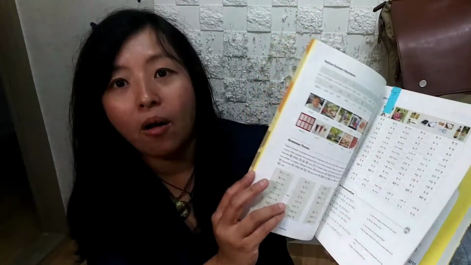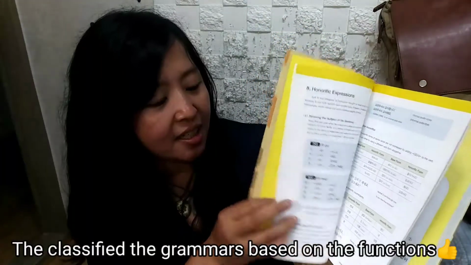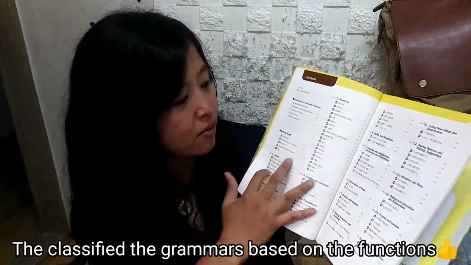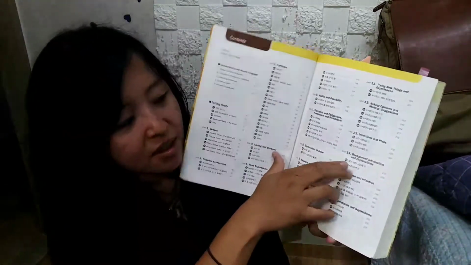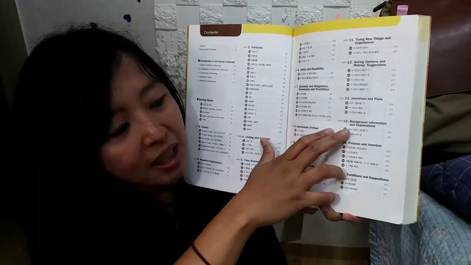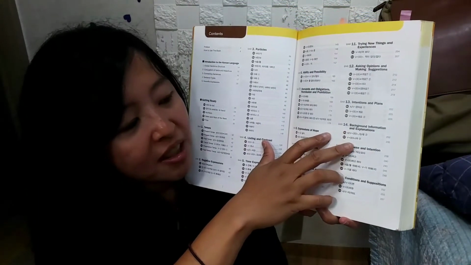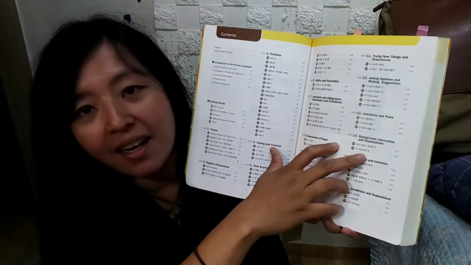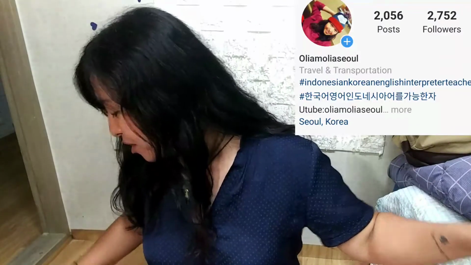And in these textbooks, they classified all the functions, okay? They classified all the functions. For example, this one. Let's see this one. Can you see? Number 14. Background information and explanations. 뭐뭐는데, 뭐뭐니까. Right? Like that. Okay. So how about if you already master these three books? Let's move on, alright?